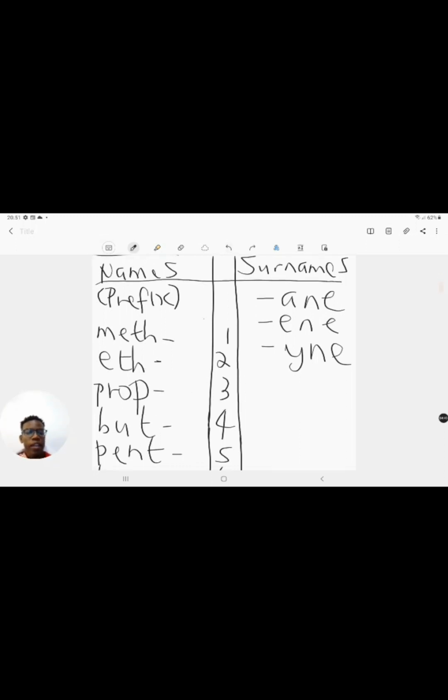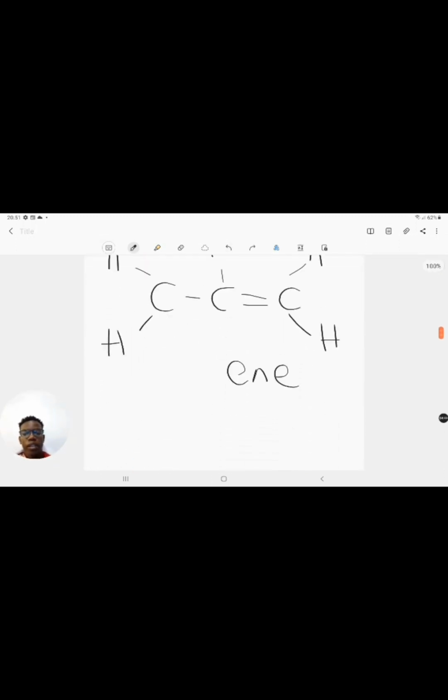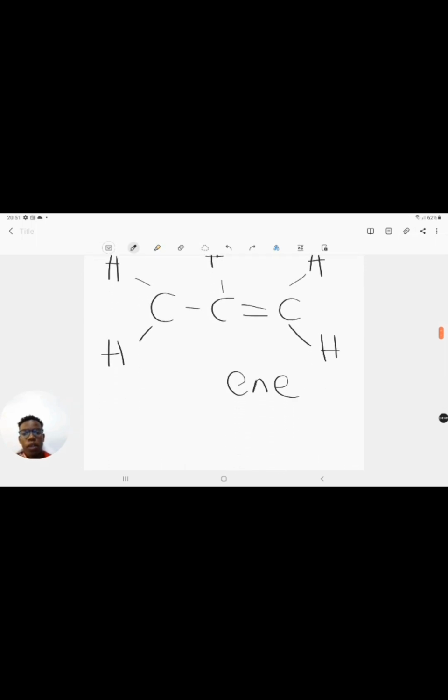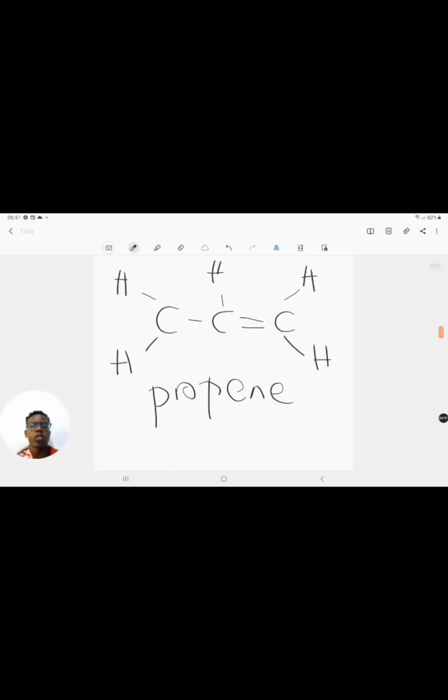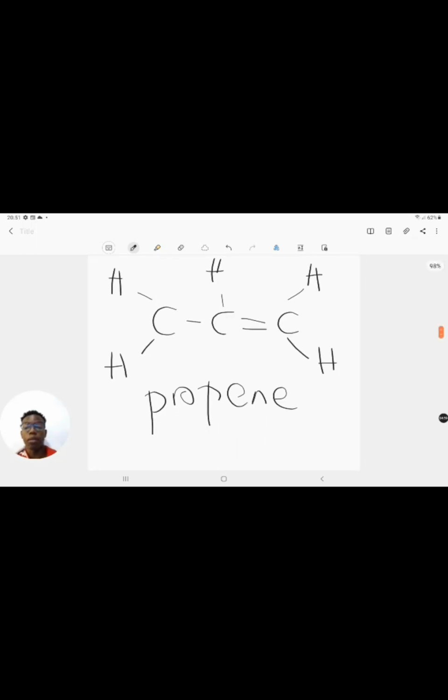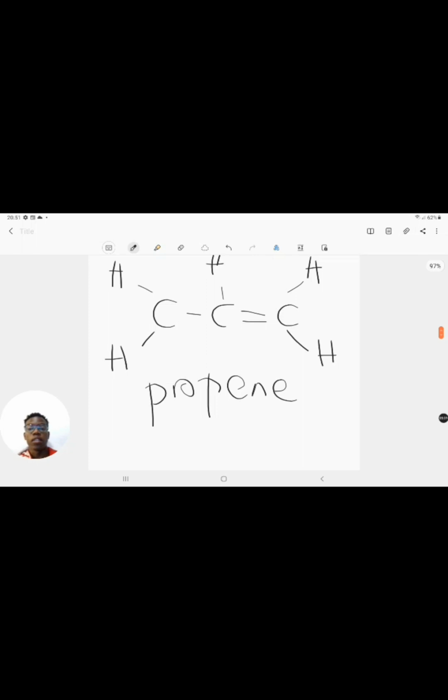So then there's going to be propene. This is going to be PROP. Okay, so that's going to be propene. Now that's basically what we covered in the previous video. We can do a similar thing with alkynes as well, but I'm not going to do that here because we did that in a previous video.